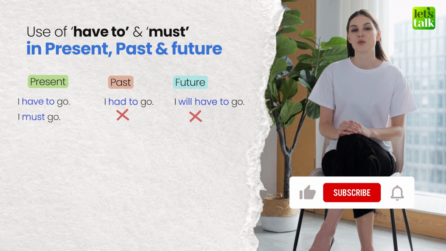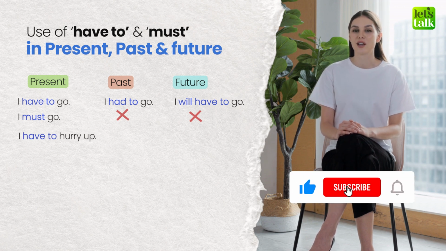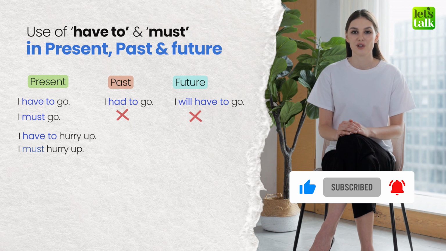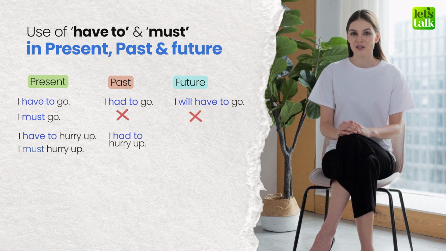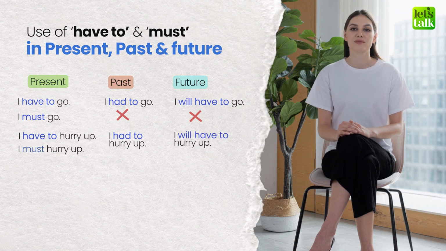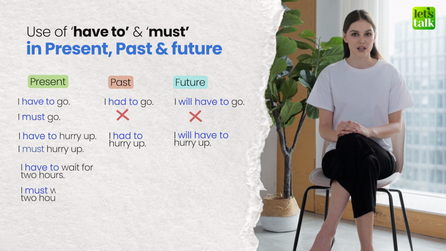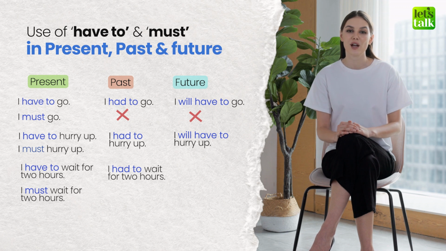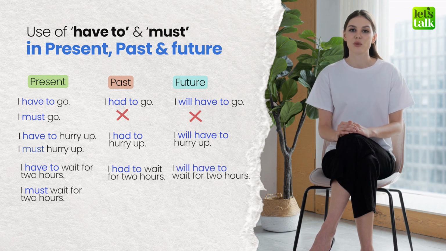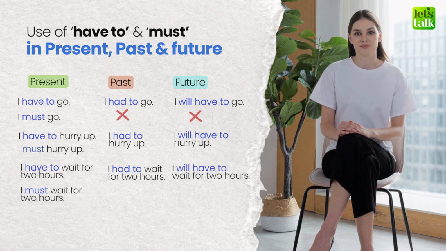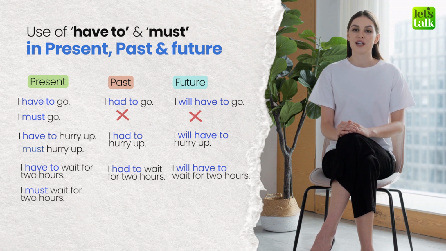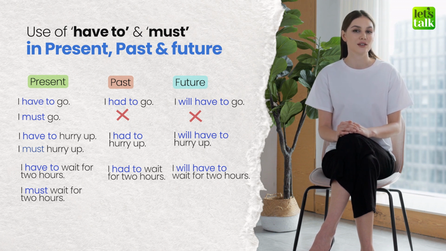Here are some more examples. I have to hurry up. I must hurry up. I had to hurry up. I will have to hurry up. I have to wait for 2 hours. I must wait for 2 hours. I had to wait for 2 hours. I will have to wait for 2 hours. I hope with the help of these sentences, it's clear to understand.